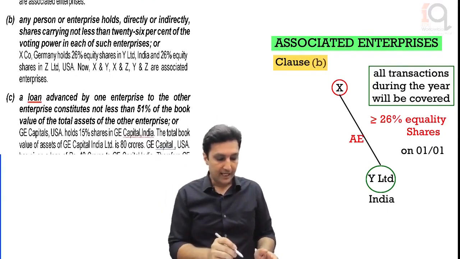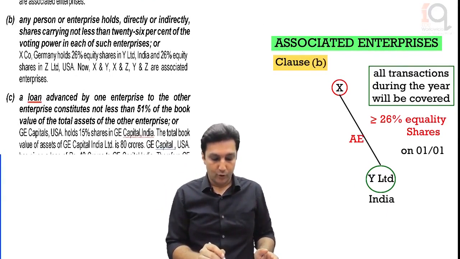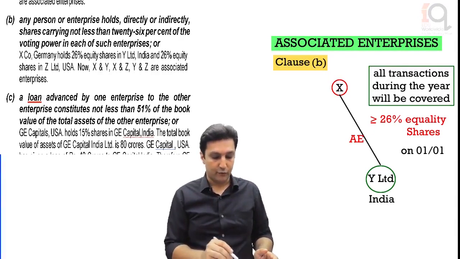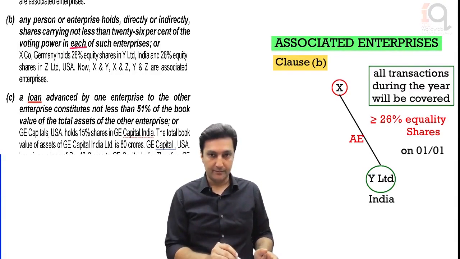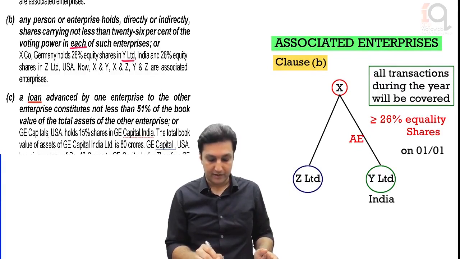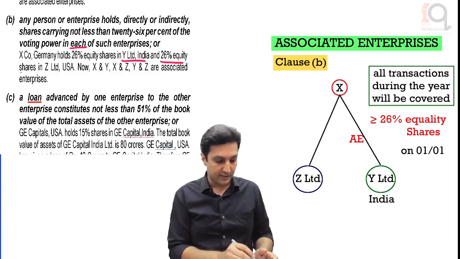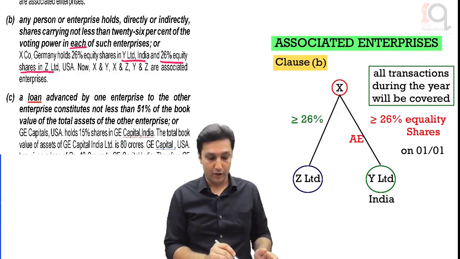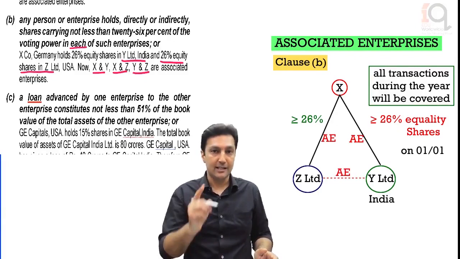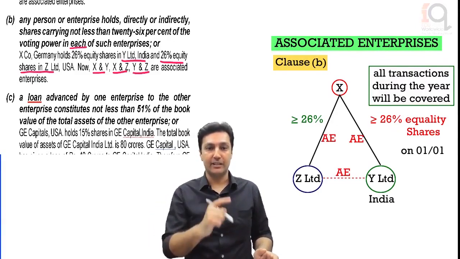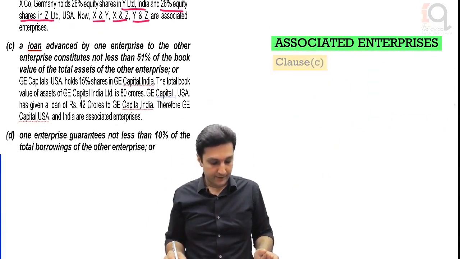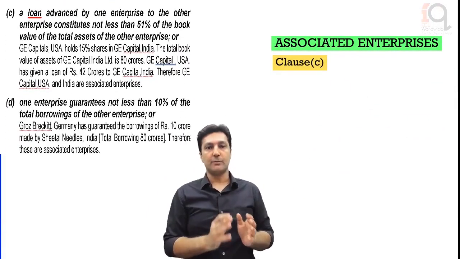Then any person or enterprise holds directly or indirectly shares carrying not less than 26% of the voting power in each such enterprise. So the example could be X company Germany holds 26% equity shares in Y Limited India and 26% equity shares in Z Limited USA. Therefore, X and Y, X and Z and Y and Z are all associated enterprises. Any transaction between them which has the effect of reducing tax in India can come within the ambit of Chapter 10. Now, so that was about ownership of equity shares.